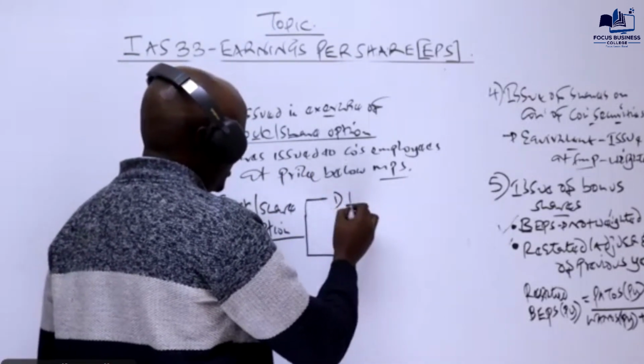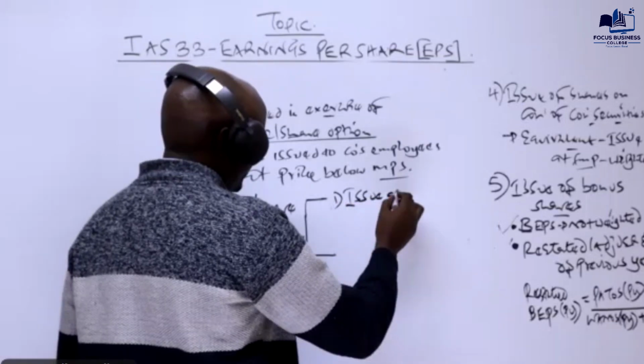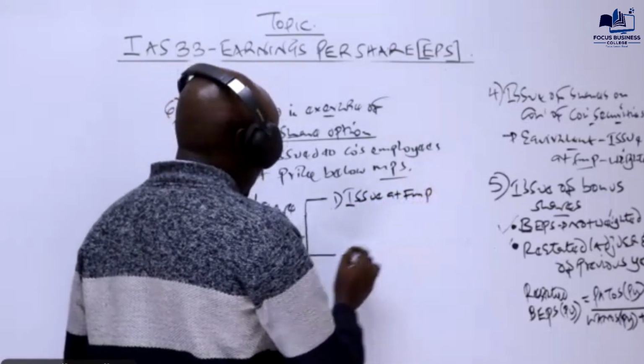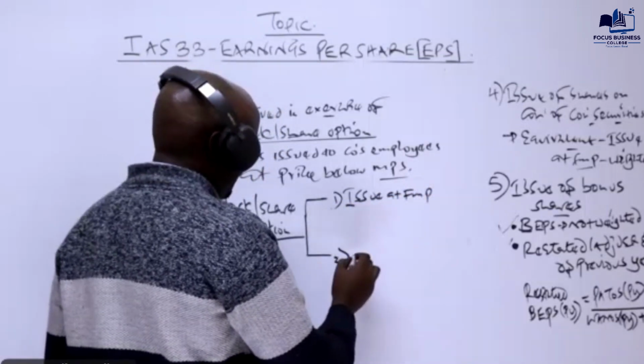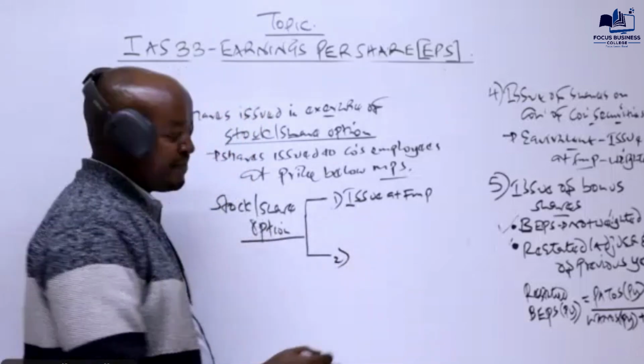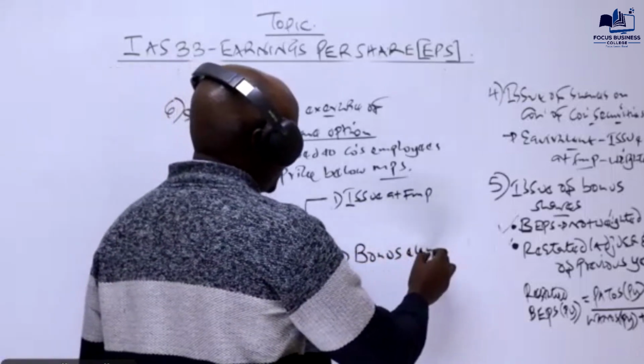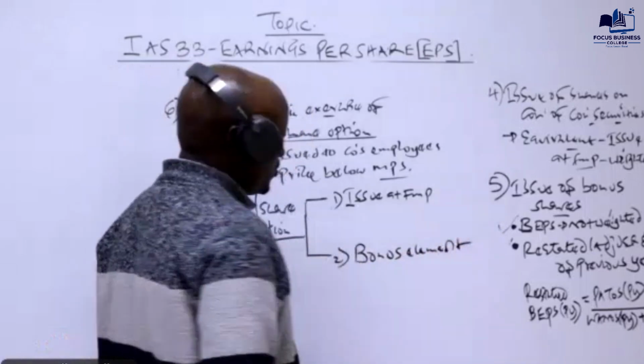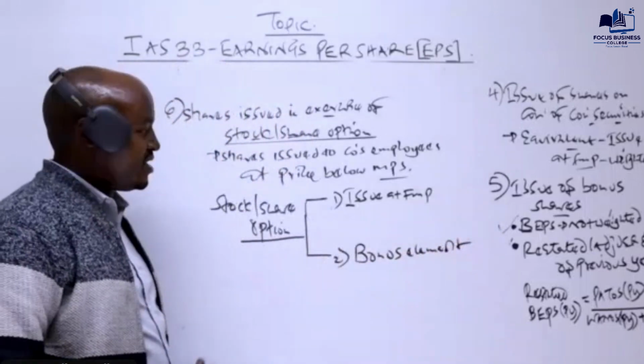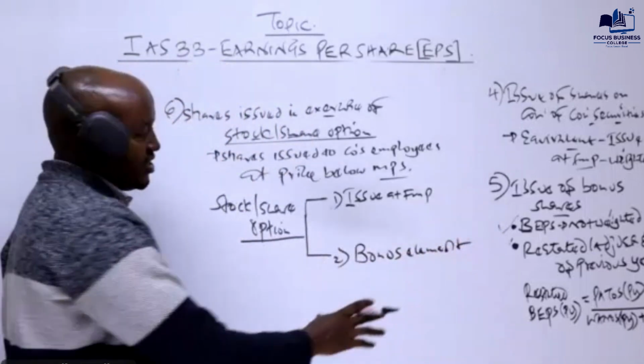The first component is the issue at full market price, and number two is the shares issued free of charge. The shares issued free of charge are known as a bonus element. Those shares are known as a bonus element in the stock option. These are the shares issued free of charge.